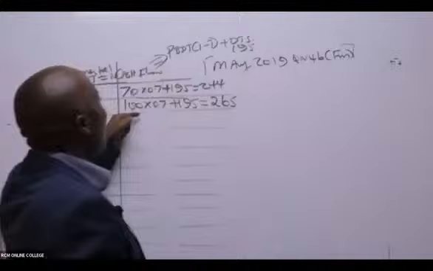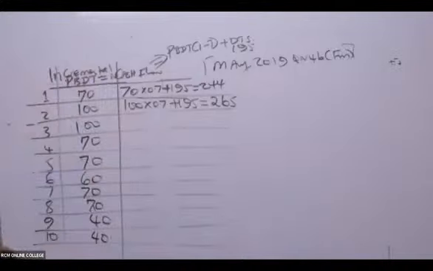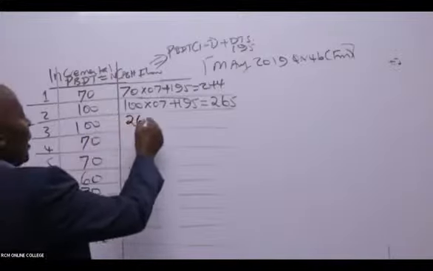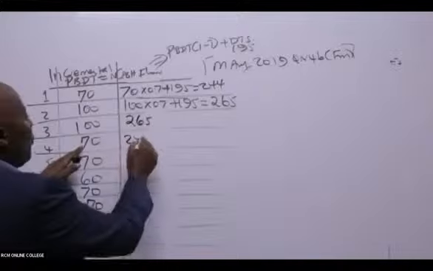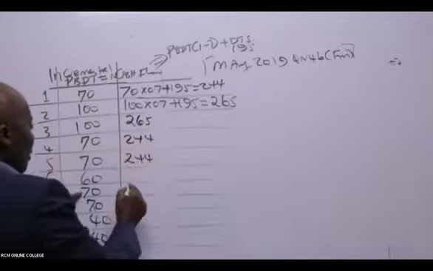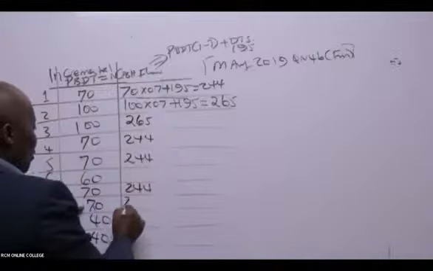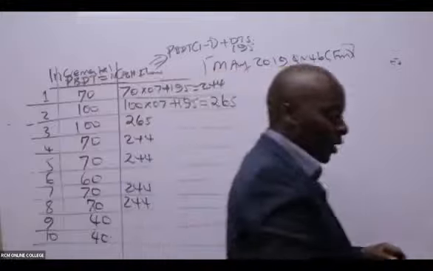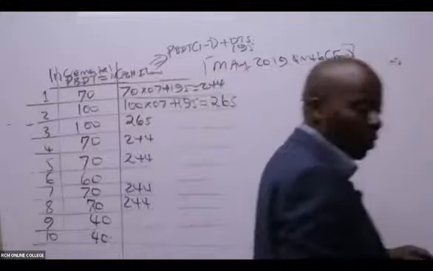Then are you able to do now all the cash flows? Like now, this one, I know it will be 265. I know this will be 244. Don't ask me how I'm getting this. I know this will be 244, and this will be 244, and this one also 244.